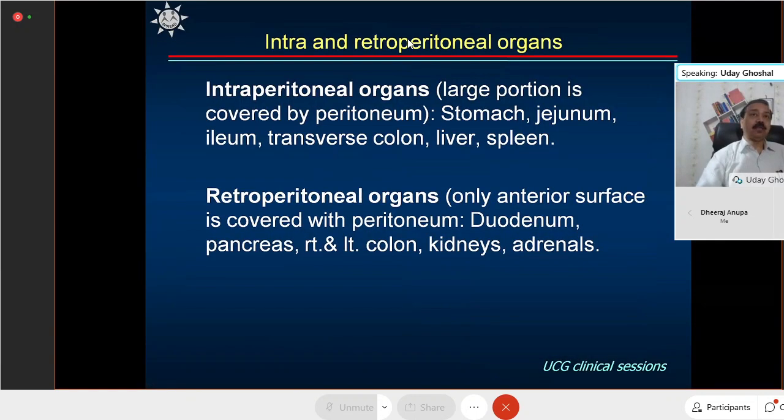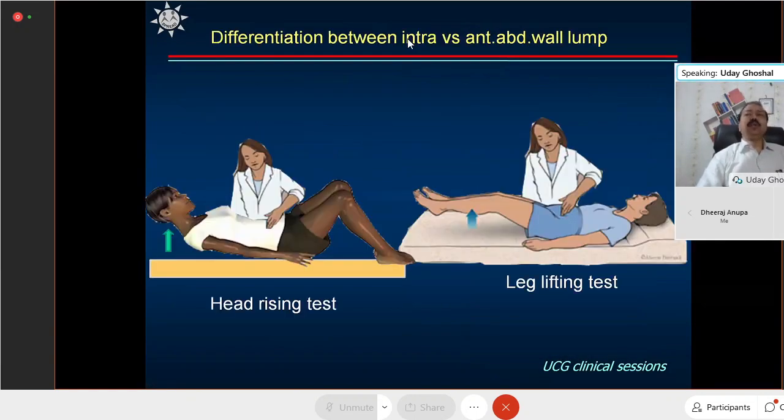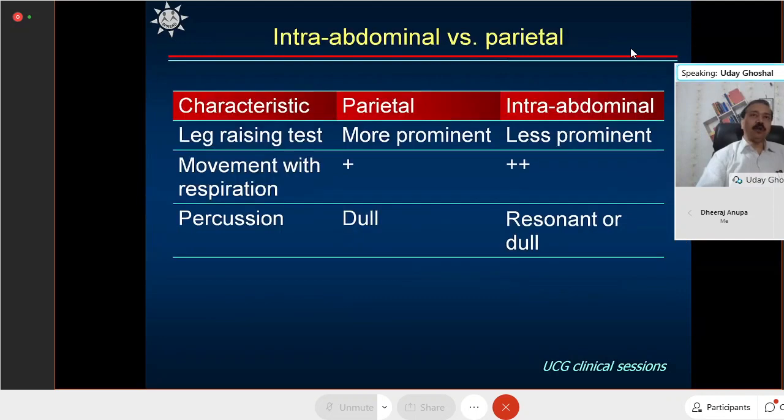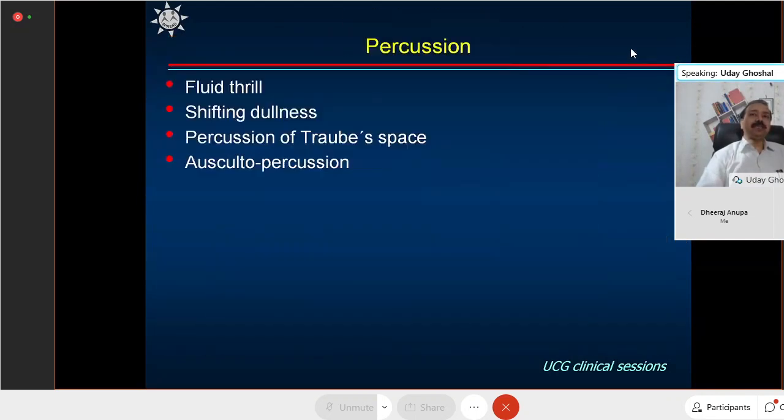Okay. Now, also, somebody may ask you, is it a parietal lump or is it an intra-abdominal lump? For that, you do what is called the leg lifting test and head raising test. So on head raising and leg lifting, what will happen is, whereas an intra-abdominal lump will not be prominent. So this is what it is. Now, palpation method I will not talk about, because you have all come from MD.